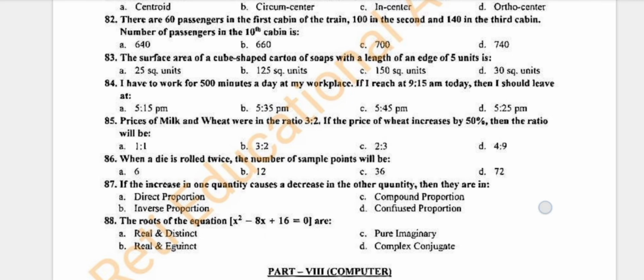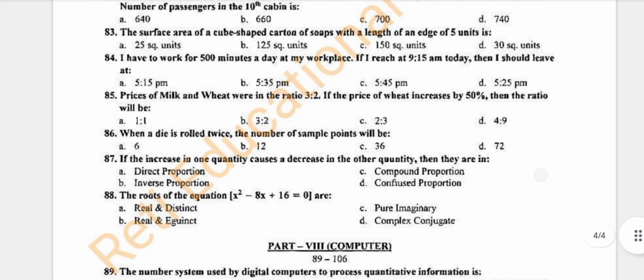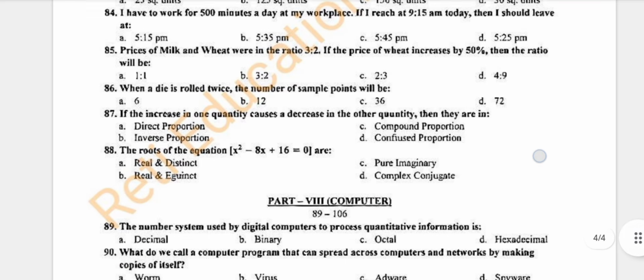Question number 85. Price of milk and wheat were in the ratio 3 to 2. If the price of wheat increases by 50%, then the ratio will be, and the correct option is 1 to 1. A. Question number 86. When a dice is rolled twice, the number of sample points will be, and the correct option is 36. Question number 87. If the increase in one quantity causes a decrease in the other quantity, then they are called inverse proportion. B.